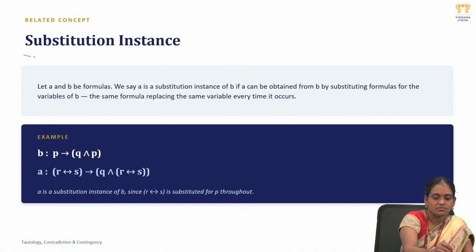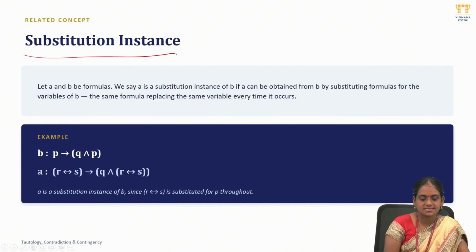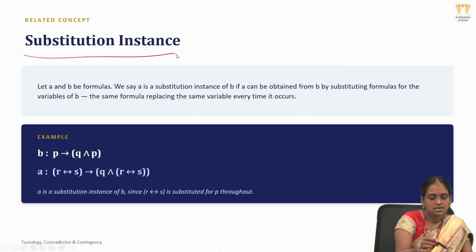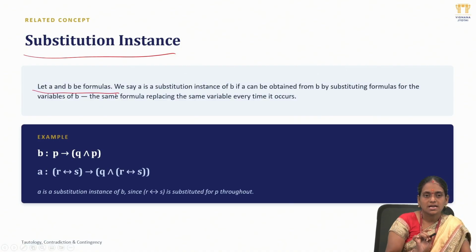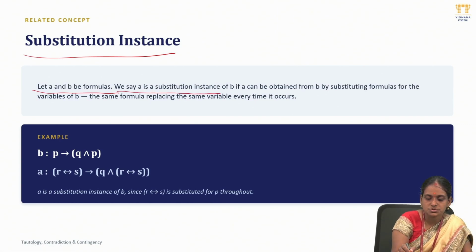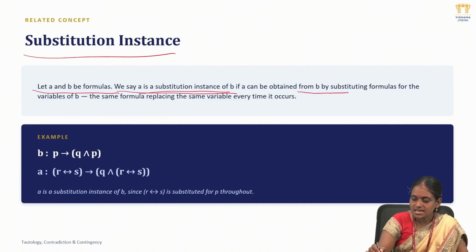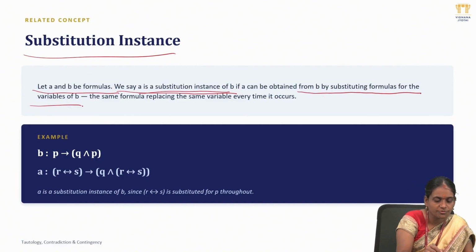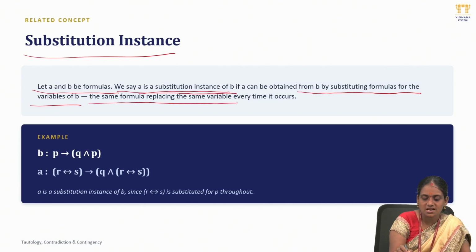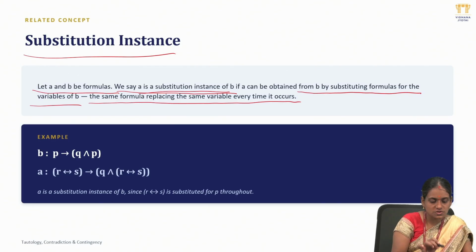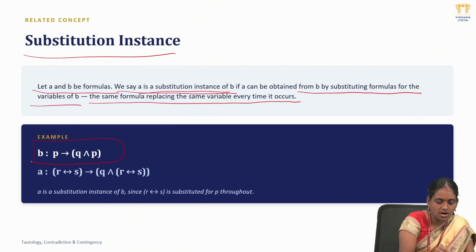And next, we have one more small concept, substitution instance. Substitution instance is nothing but, suppose I consider A and B as two formulas. We say A is a substitution instance of B if and only if A is obtained from B by substituting formulas for the variables of B, the same formula replacing the same variable every time it occurs. What this definition means: you can see here, I have considered this formula B. I am representing the notation for this formula as B.